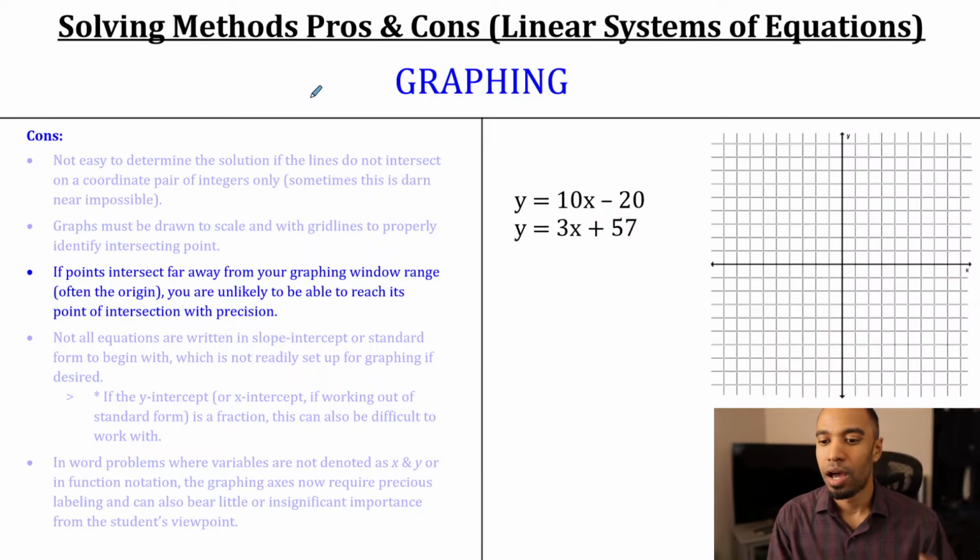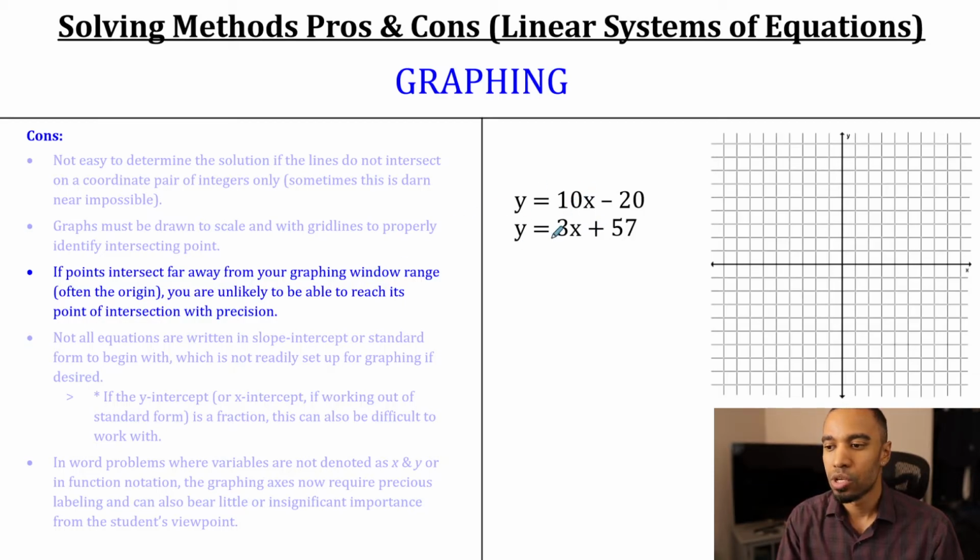All right. If the points intersect far away from your graphing window range, you're unlikely to be able to reach its point of intersection with precision. So look at these two equations right here, 10x minus 20 and 3x plus 57. If I have a window range that's centered around my origin, and these increments go up by 1, I can't even fit my y-intercepts on this thing.